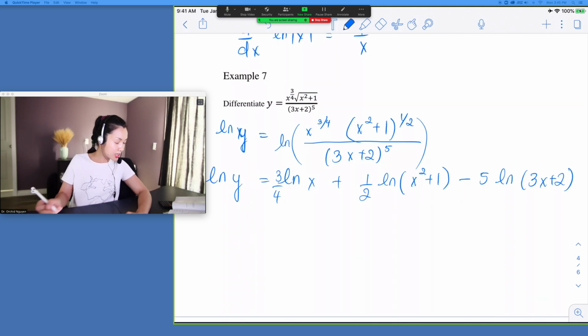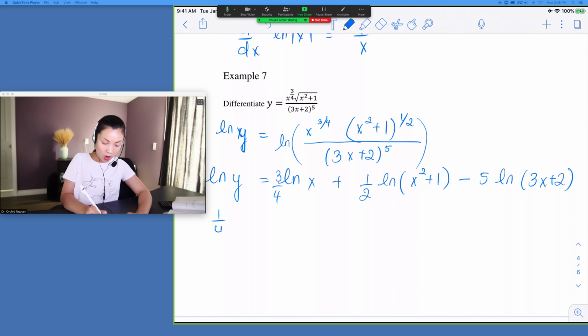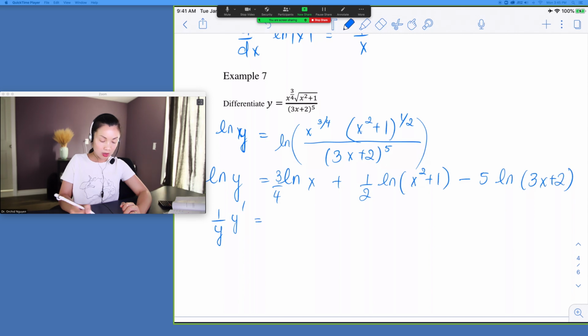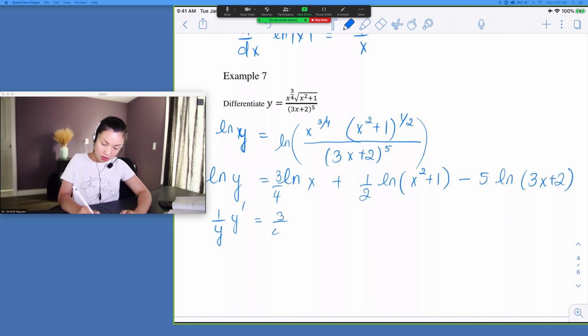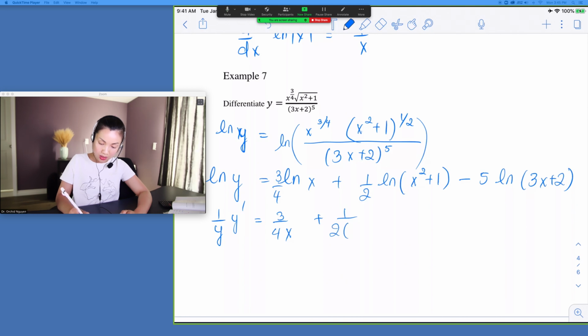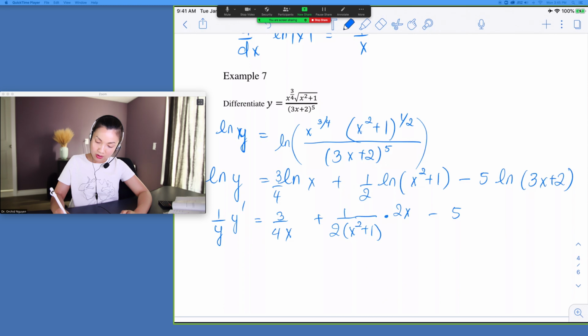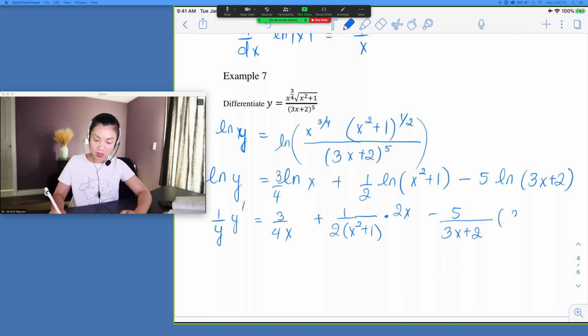So if we differentiate, we're going to have 1 over y. Don't forget we have 1 over y, but for y we're using the chain rule, so we have y prime. Now this one is going to be 3/4 times 1 over x, so I'm going to put x down here, plus 1/2, and then x squared plus 1. Don't forget chain rule, so I have 2x. And then minus 5 over 3x plus 2. And then chain rule, so I have to multiply by 3 right there.